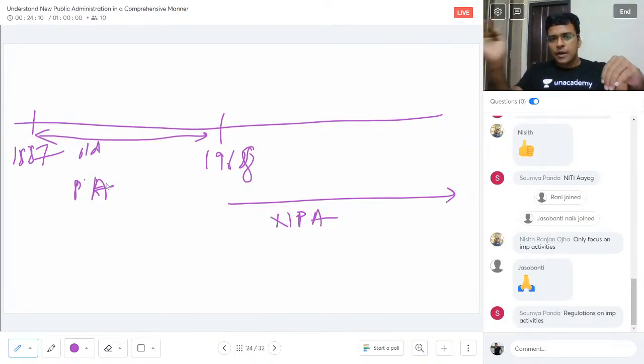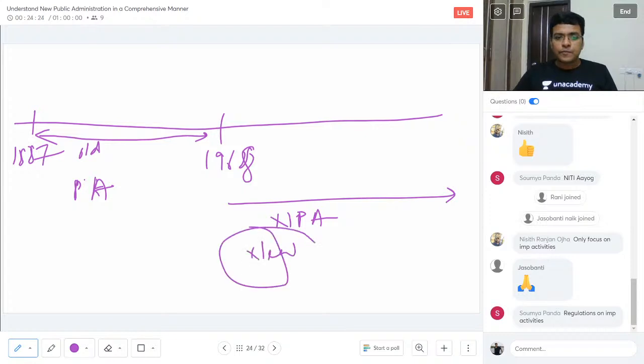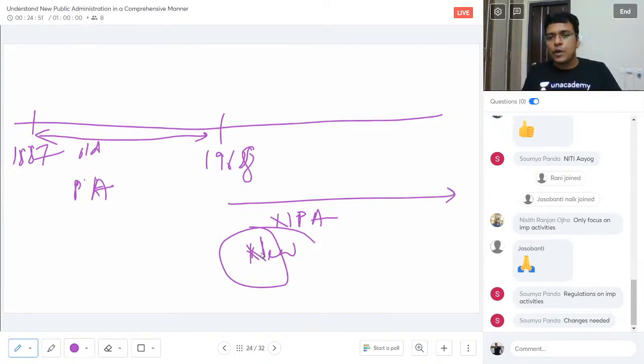So from 1887 till 1968, public administration continued. What need arose? Why did this concept of new arise? Listen, common sense tells us that a new thing, new development, new concept emerges when the old concept does not solve our problem, is not fruitful, and becomes obsolete. When old technology becomes obsolete, we want new technology. In the same way, when old public administration became obsolete, new public administration emerged. Just understand in this way.